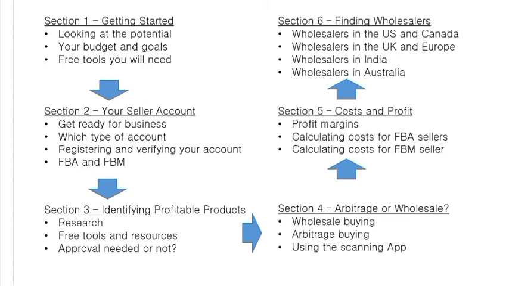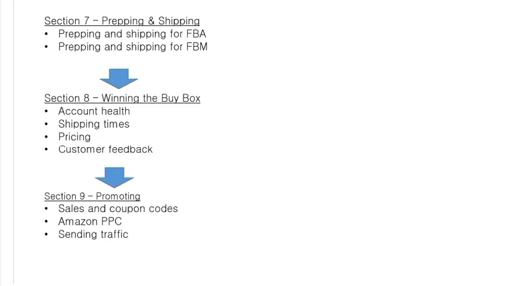After that, we're going to find wholesalers. So we're going to look at finding wholesalers in North America, wholesalers in the UK and Europe, wholesalers in India, and wholesalers in Australia. So we're going to go into that in depth because obviously that's a very important part of the process. And once we've done that, we are going to look at prepping and shipping. So you're going to learn how to do that properly as well so that your items don't get rejected.